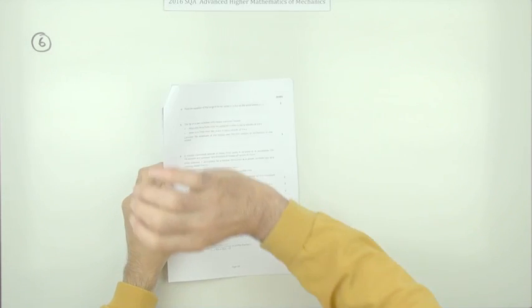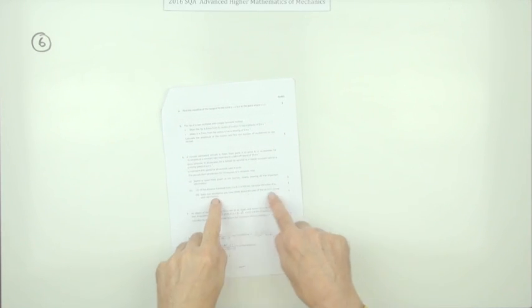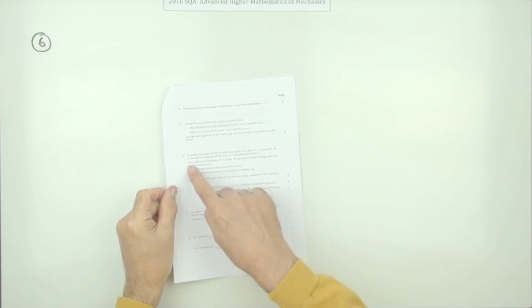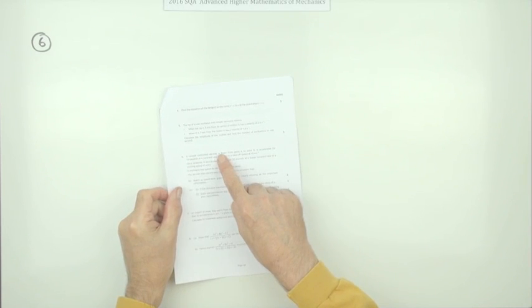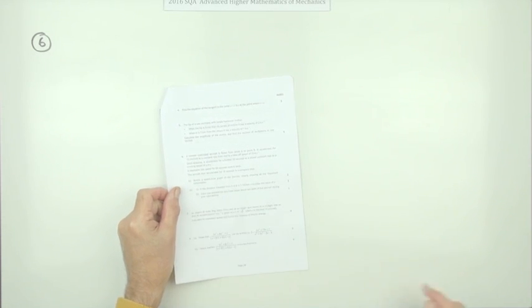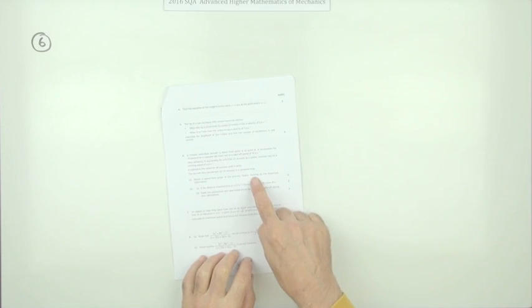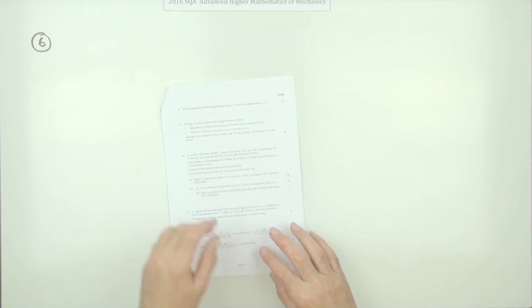So number 6 then from the 2016 Advanced Higher Mathematics of Mechanics. Here we go, a big word question, 5 marks again. Lots of words here. A remote-controlled aircraft is flown from A to B, and it gives you lots and lots of information. And it says sketch a speed time graph for 2 marks, clearly showing all the important information.